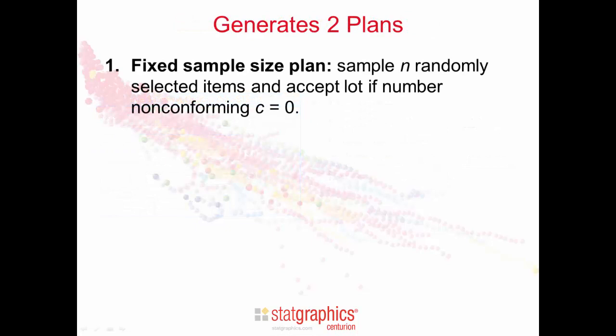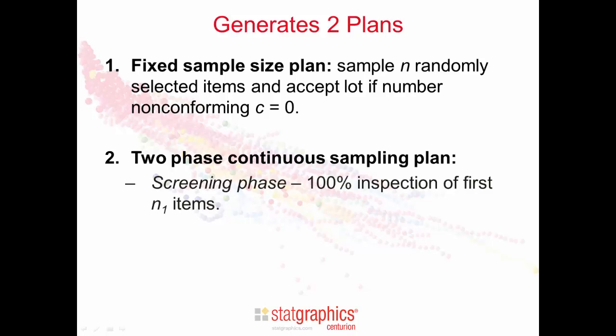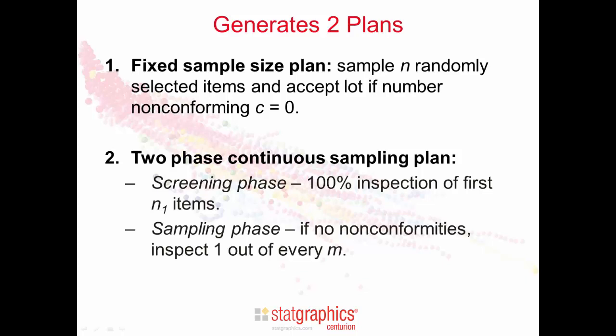The Military Standard 1916 procedure generates 2 types of plans. The first is a fixed sample size plan, similar to what we've generated before, in which we sample n randomly selected items from the lot and accept the lot if the number of non-conforming items is equal to 0. The second type of plan is a continuous sampling plan. It consists of 2 phases. The first phase is the screening phase. In this phase, I inspect each item as it is produced. For the first N1 items, all items must conform to the specifications. If I see no non-conforming items after sampling N1, I then go into a sampling phase and inspect only 1 out of every M.